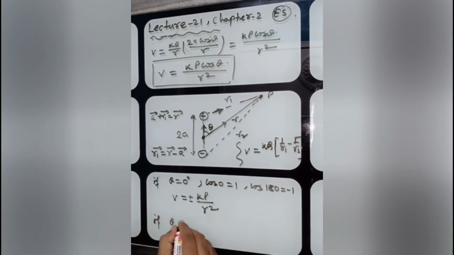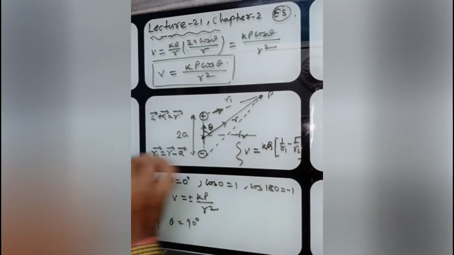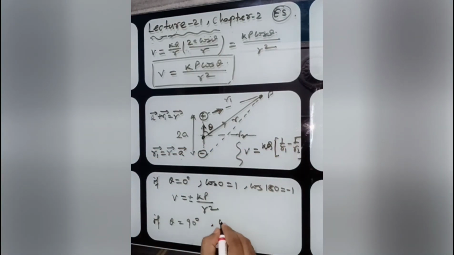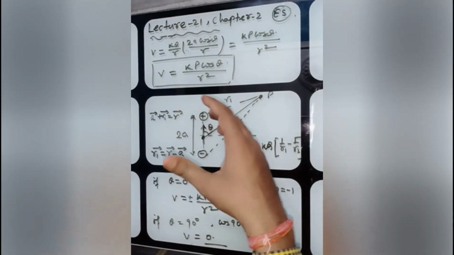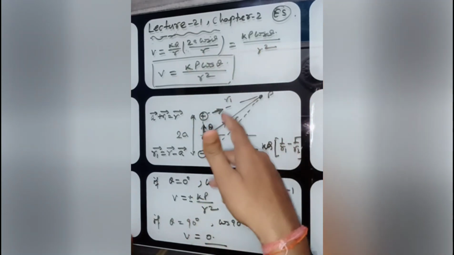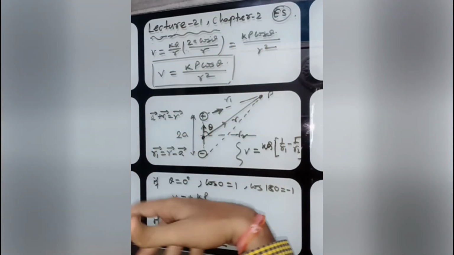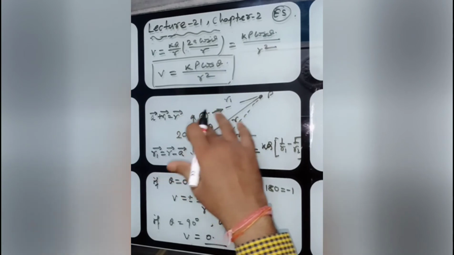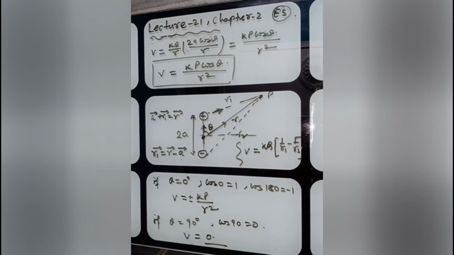If theta is 90 degree, making this perpendicular, that is the equatorial plane or the equatorial line, and cos 90 will be how much? It is 0. Then V will be how much? 0. Exactly, we got the answer. So if you remember this derivation, and you are asked to derive at axial point or equatorial point, you can use this one also. But I hope this one is a little bit lengthy than that. You can derive directly for the axial or equatorial. Okay, my dear students, so this is the potential due to dipole.